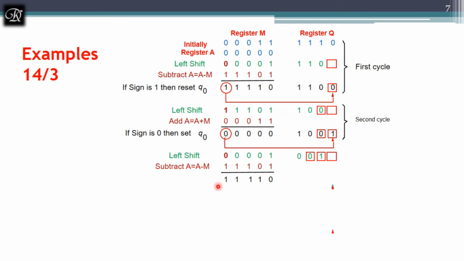Now again, when I am having a negative 2, the sign bit of A is set to 1. So I am going to set 0 at Q0. Then this is going to finish the third cycle.